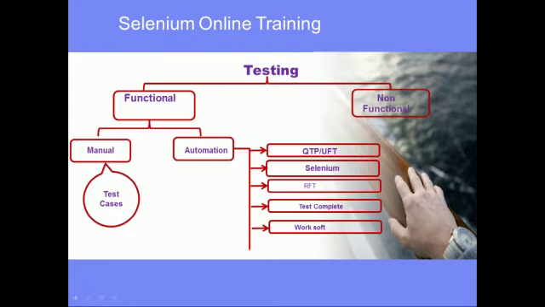Now, in automation, we have multiple tools available in the market. The leading automation tools are QTP or UFT. The new name of QTP is UFT, Unified Functional Testing tool, and then Selenium, RFT, TestComplete, Worksoft, SilkTest, WebRunner. We have n number of automation tools available in the market. Out of these, currently the leading tools are number 1 UFT or QTP, number 2 Selenium, number 3 TestComplete. These three are the leading automation tools in the market.